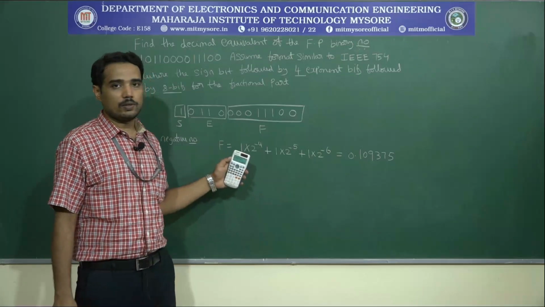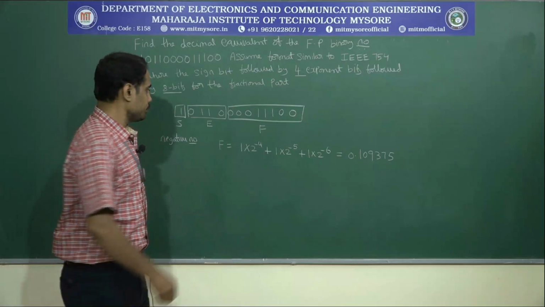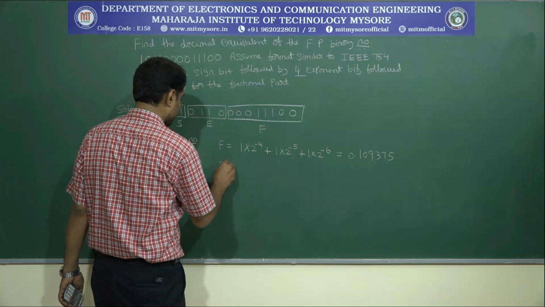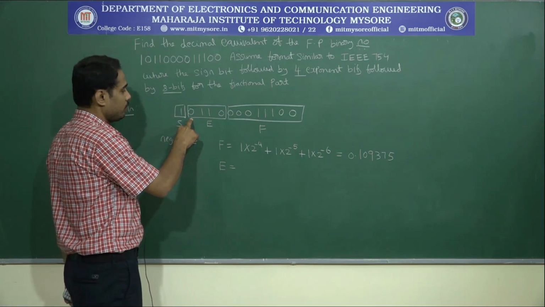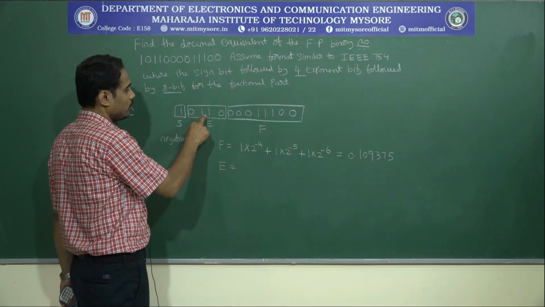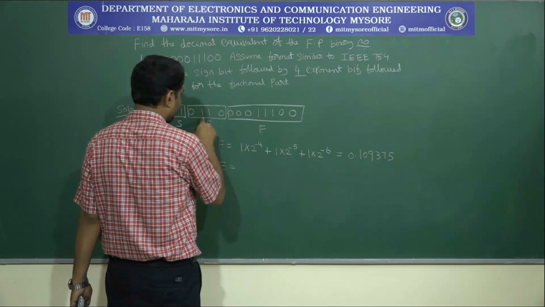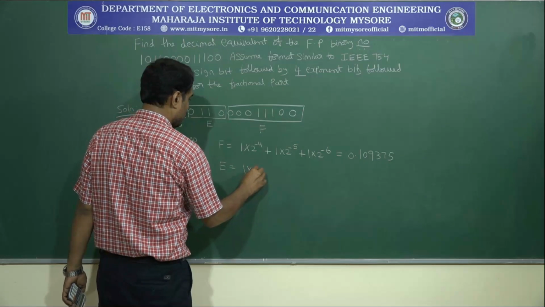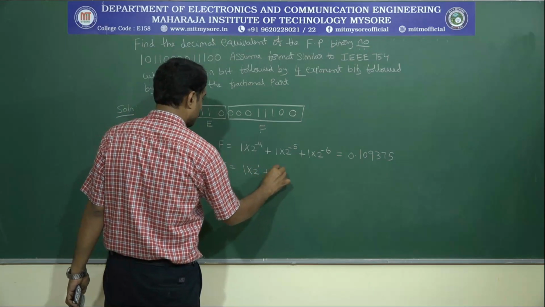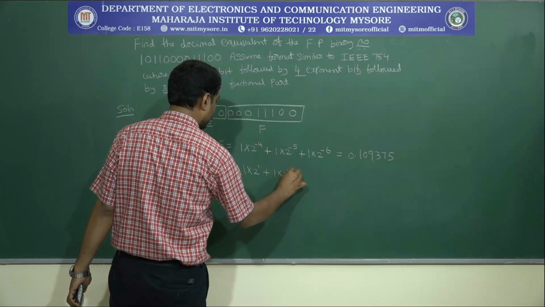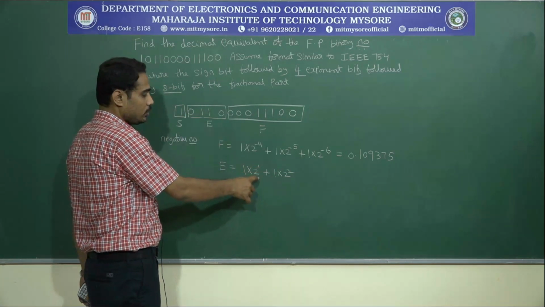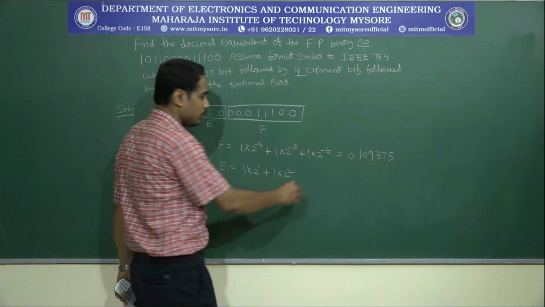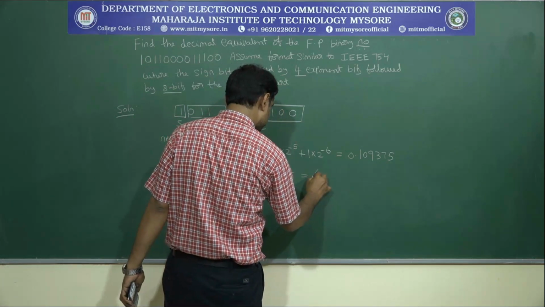Similarly, now let us find out the value of E. For E, I can start from here, 2 to the power 0, 2 to the power 1, 2 to the power 2. Let us start from 1 into 2 to the power 1 plus 1 into 2 to the power 2. I can write it as 1 into 2 to the power 1, which is 2, plus 4, that is equal to 6.